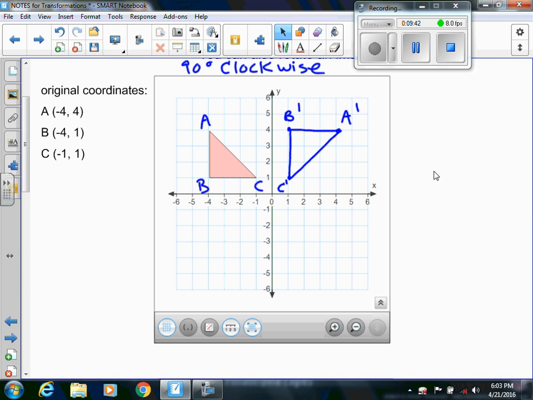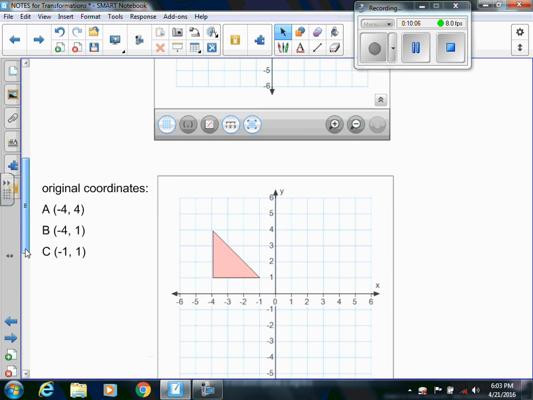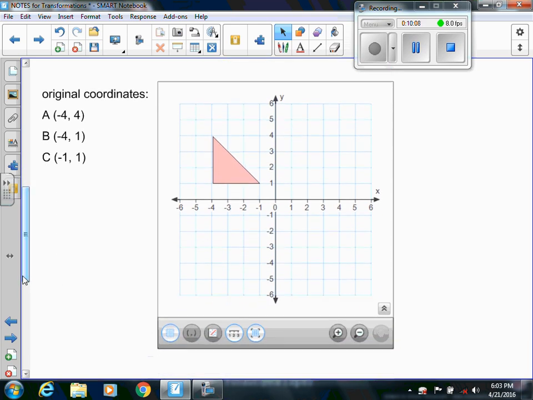So again, let's look at what our coordinates would be. That's our new image coordinates there. A prime is 4, 4, B prime is 1, 4, and C prime is 1, 1. Try to think of a rule. Again, for all these things, I want you to come back to class to tell me what the rule might be, but try to think of a rule for a 90-degree clockwise rotation. This one here is 90 degrees counterclockwise.